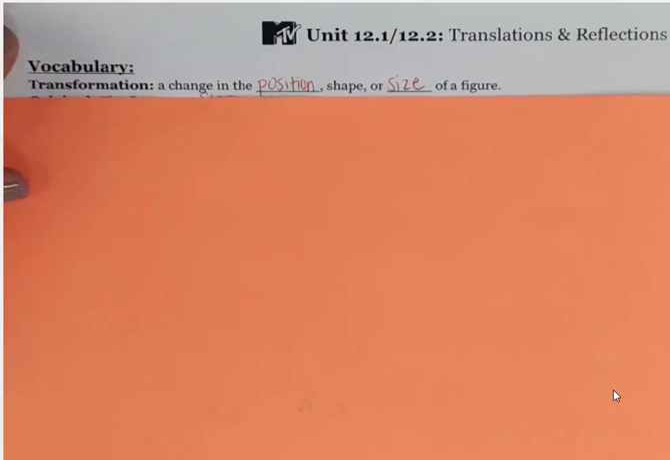Hi, it's Ms. Hitchcock. So we're going to be talking about 12.1 and 12.2, which basically talks about translations and reflections. Now, these notes should look kind of familiar, especially if you were here last year and on level, because we did them last year. So let's get some vocabulary first.